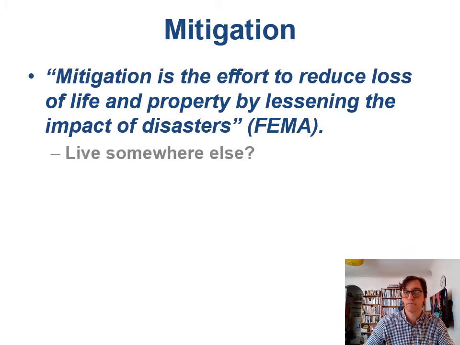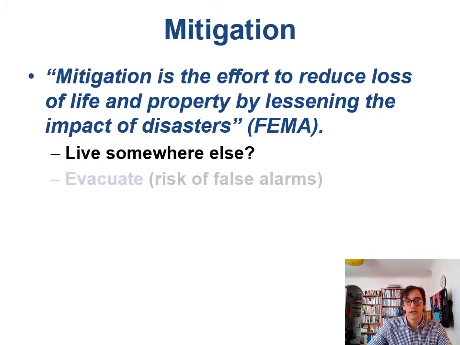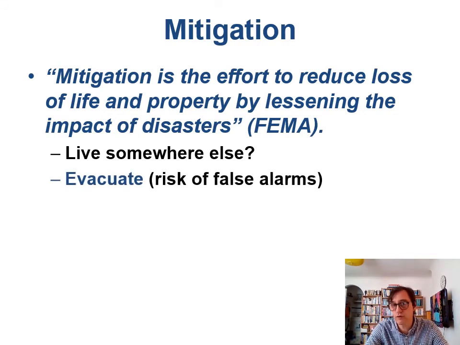So to list just a few of them, live somewhere else is one. But unfortunately, in some countries like Japan, or the highly populated islands of Southeast Asia, for example, or even parts of Italy near Mount Etna, there are large cities. You really can't move at this point away from these hazards. Evacuate. That's certainly a very important type of mitigation. It will reduce loss of life, absolutely. Not loss of property, unfortunately, but certainly loss of life. So that is certainly a pathway to think about.